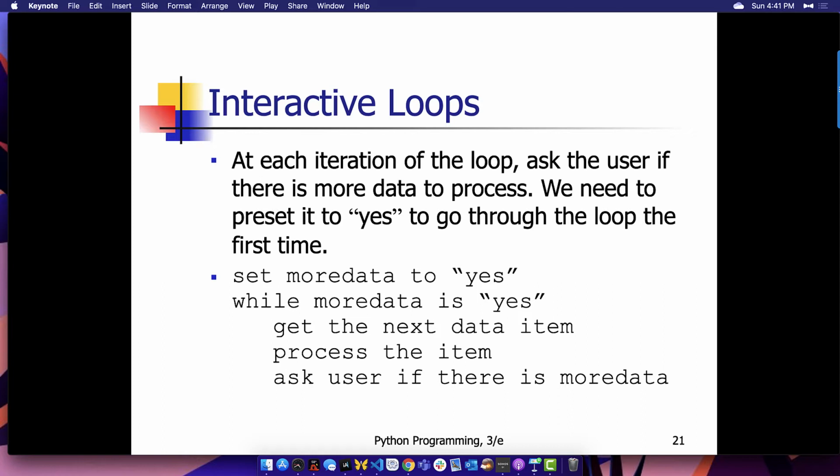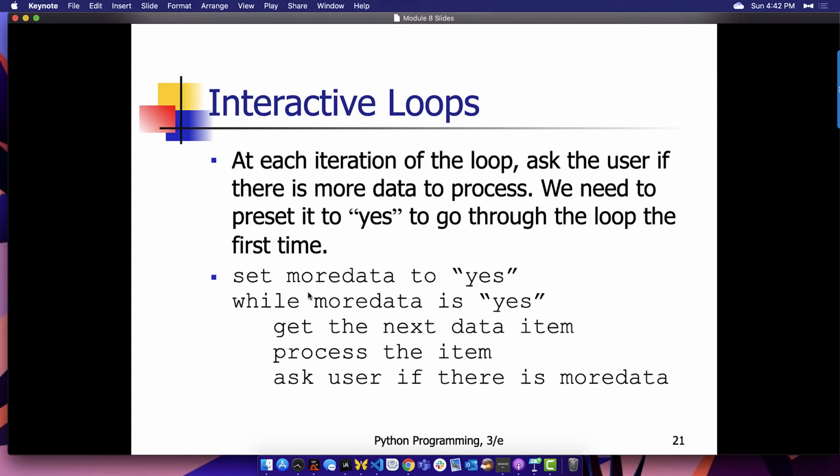So again, this is pseudocode. I'm going to set a variable called more data to the string yes. And then I'm going to say, while more data is yes, again pseudocode, don't knock me for no equal signs right yet, get the next data item from the user, process that item, however you may do that in your code, and then at the bottom of the loop, ask the user if there's more data. If they type in yes, we're going to loop again. If not, we're going to blow out of the loop and we are done.